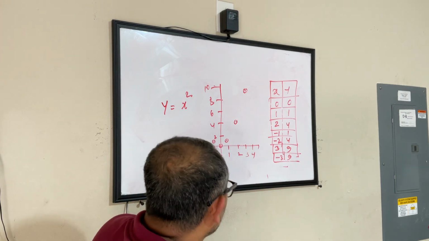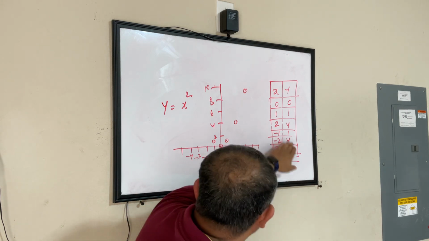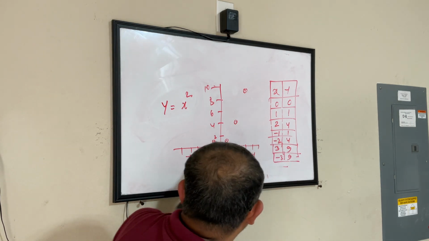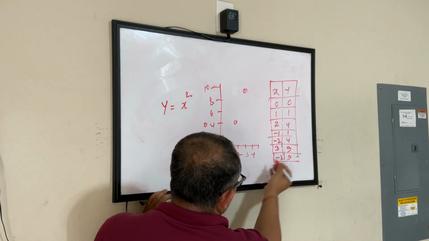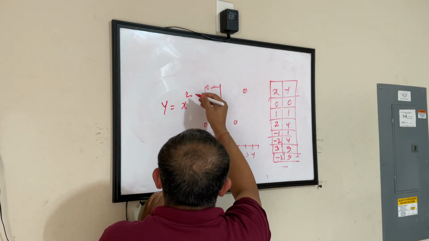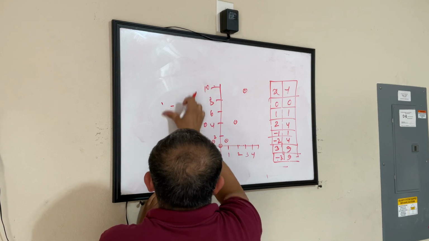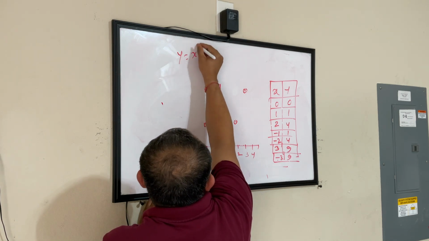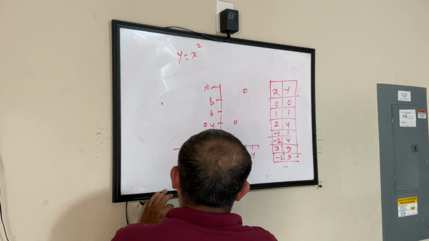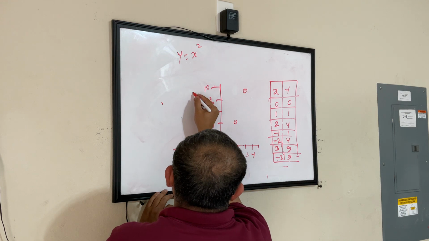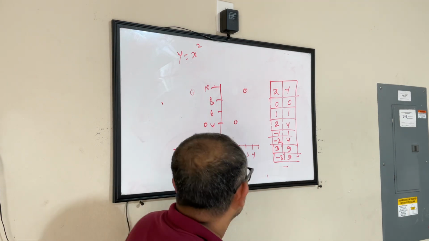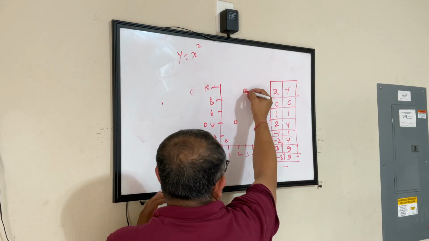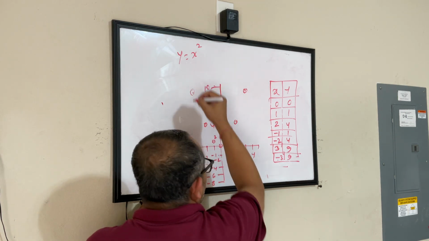Good job. Now, minus 1 and 1, it's here. Minus 2 and 4. So when it's minus 2, it's 4 here. When it's minus 3, it's 9 here. Now look at the situation that I'm dealing with. I have points from here till here.